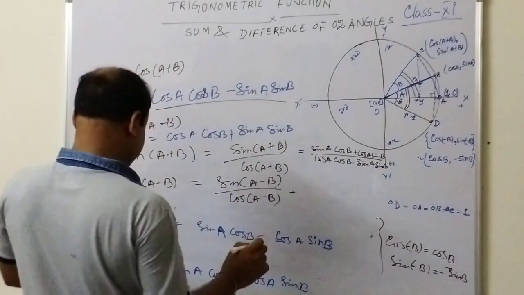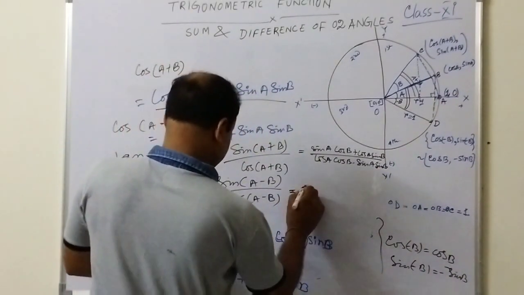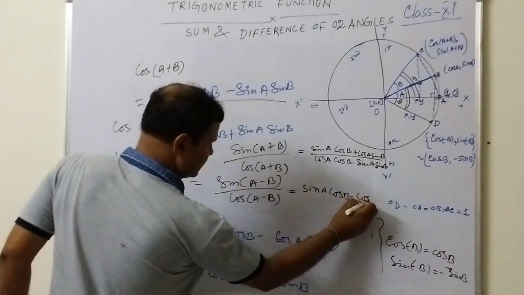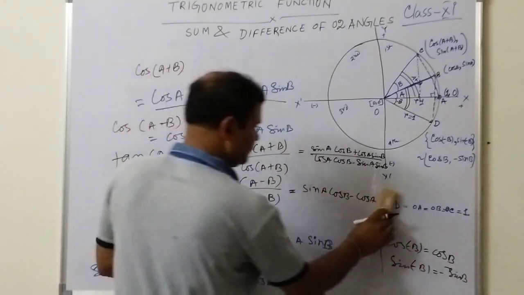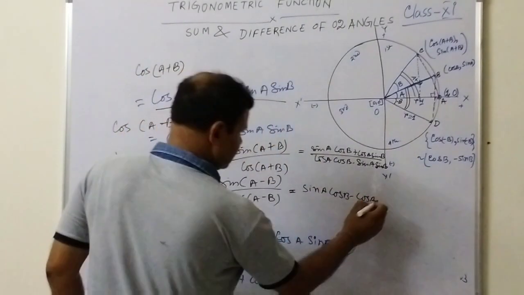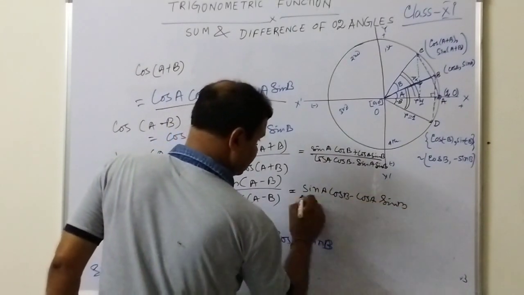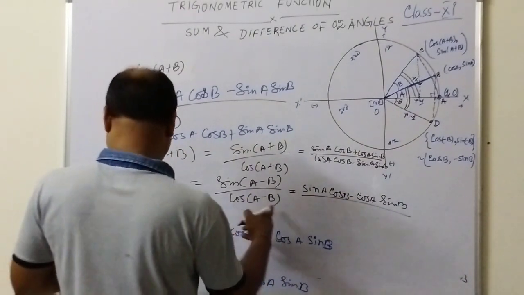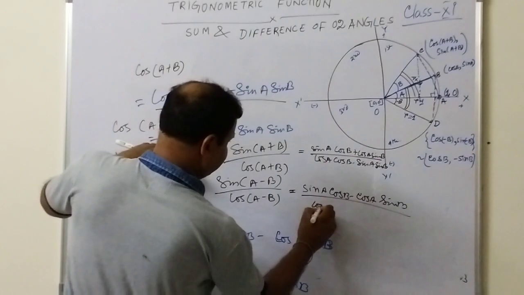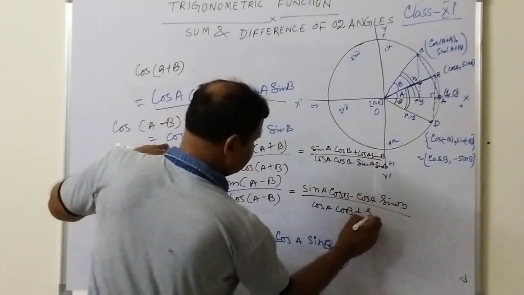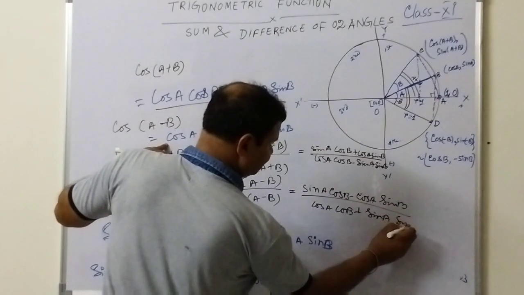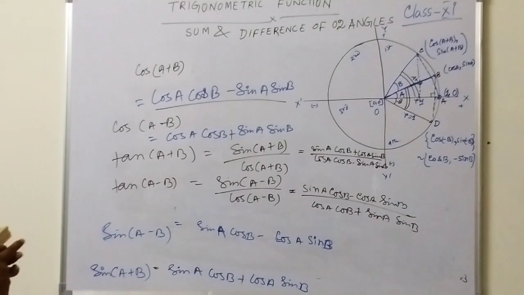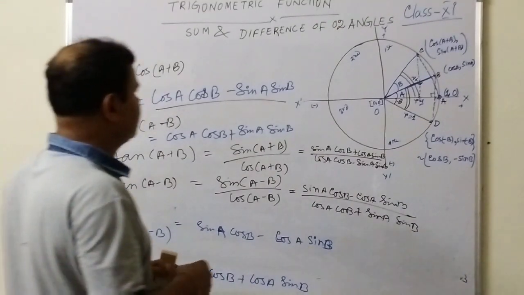And similarly tan(A minus B) will be sin A cos B minus cos A sin B over cos(A minus B), which is cos A cos B plus sin A sin B. So hope you understand this one. This is the sum and difference of two angles.